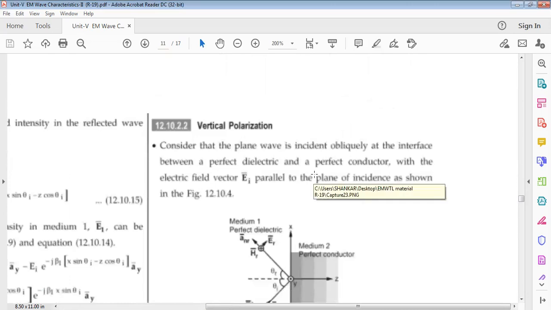Finally, we got the conclusion, the velocity and the wavelength. The velocity we know is omega by beta 1, and wavelength is 2 pi by beta.